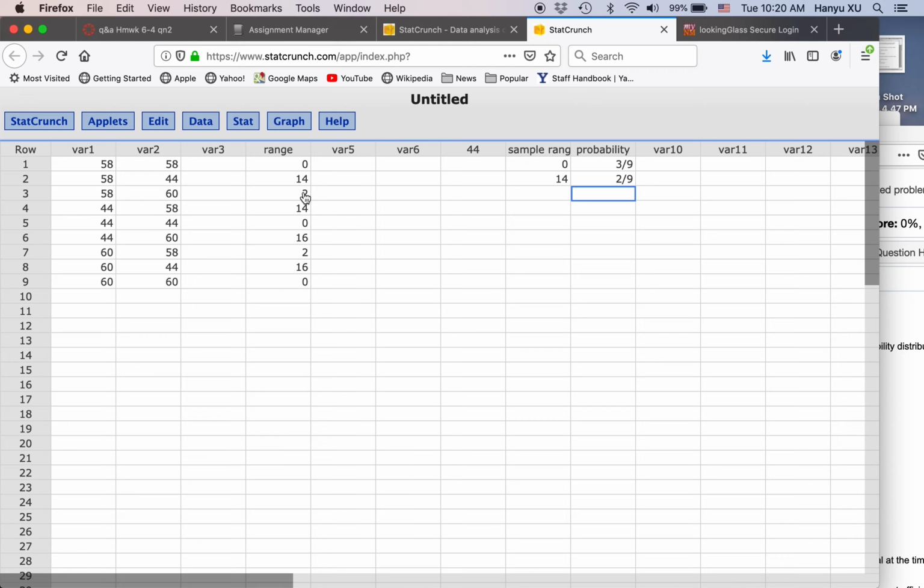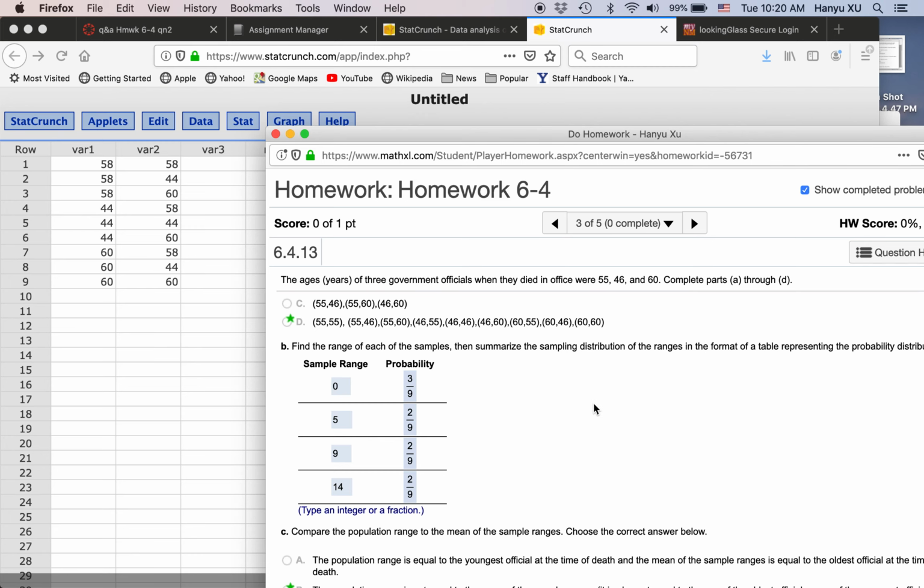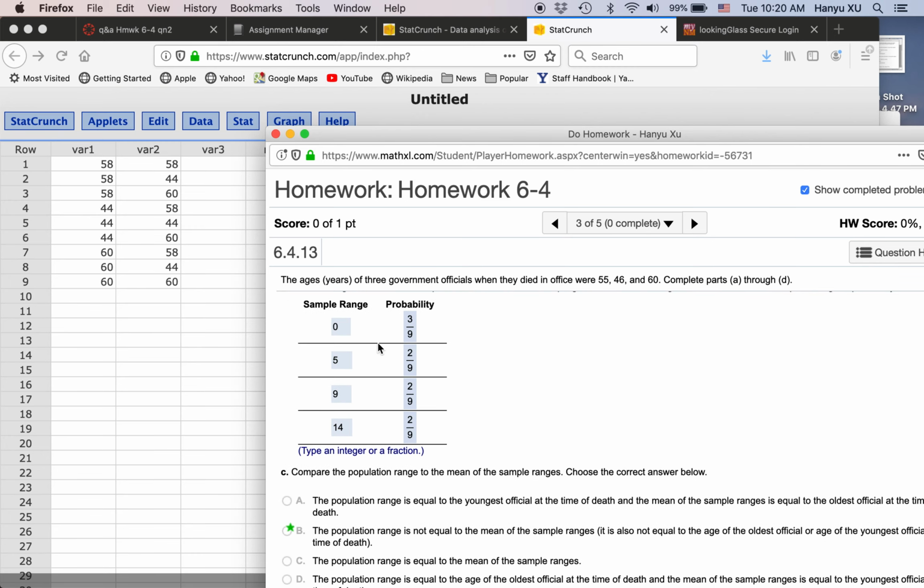Then you go to the next number, which is 2. And 2 appears again twice, so it's 2 out of 9. And here you have 14, which is already considered. So you have 16. Again, it appeared twice. So for 16, it's 2 out of 9. Okay, so this is part B. This is how you get the probability corresponding to different ranges. So this is how you get this table here.